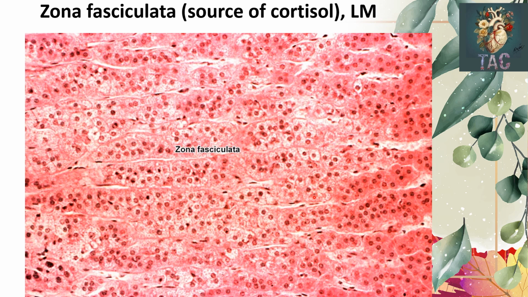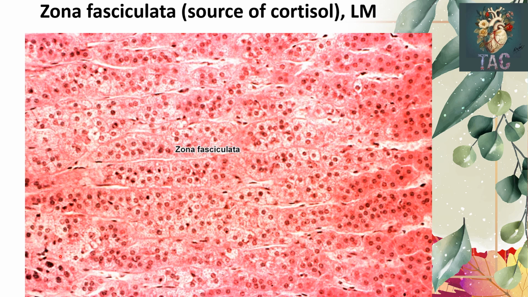So this is the diagram of the H&E staining of the zona fasciculata. Here you can see the cells are either two cells thick, or at some places these columns are one cell thick, and in between these columns you can see the fenestrated capillaries which are present over here.